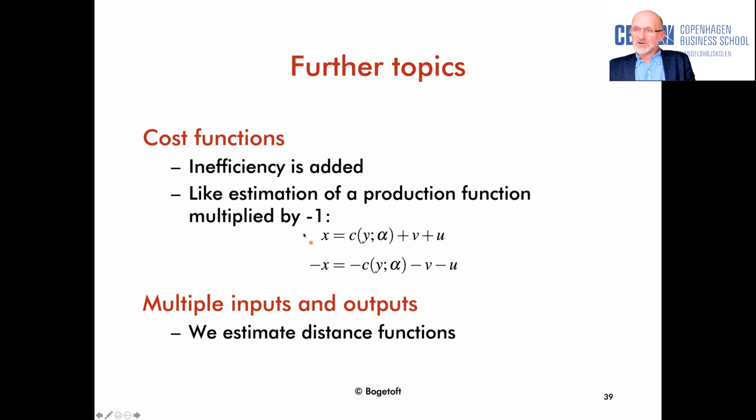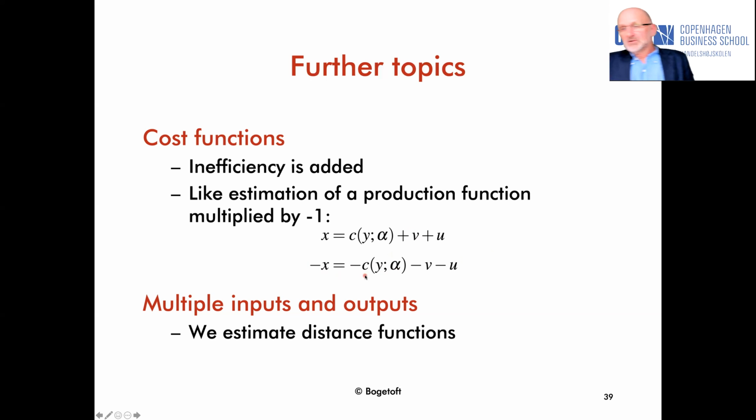But if you took this cost function and you multiply it through with a minus, then you get minus x equal to minus v minus u. So now this minus u looks like in a production function. A v term is symmetric around zero, so it doesn't really matter whether you add it or you subtract it. And so what you have now is actually a production function where you consider this minus x to be the output and this y thing to be the input.